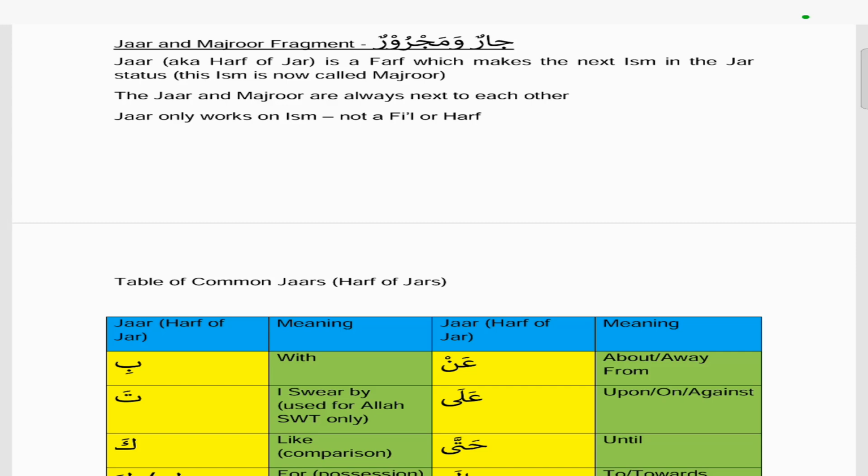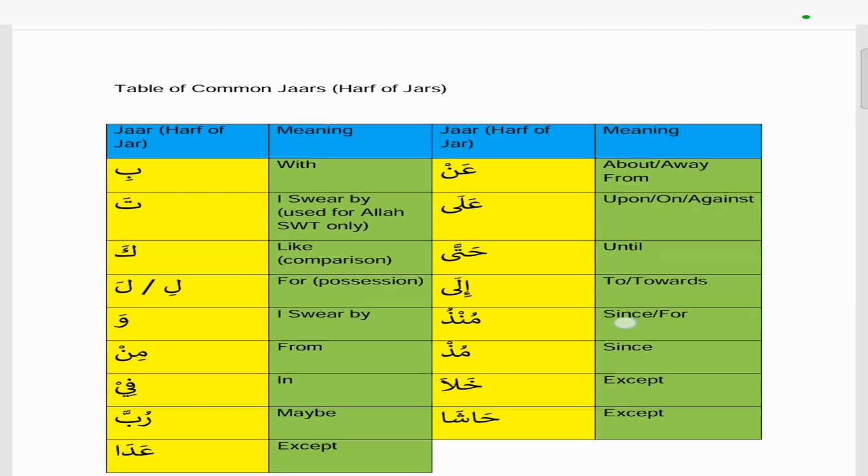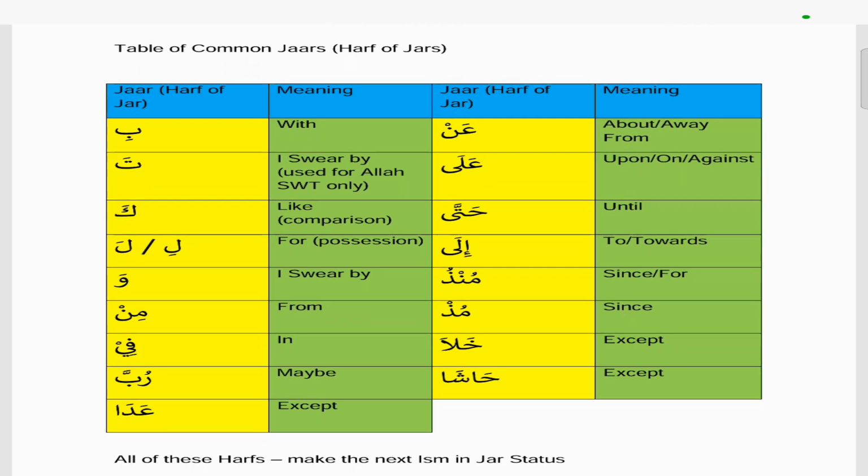So the jar is a harf, and it makes the next ism into the jar status, and that ism in the jar status is called majroor. And a jar only ever works on an ism. It can never work on a fi'l, and it doesn't work on a harf. So this is a table of the common jars, also known as the harf of jars. If we start on the left side, the jar is bi, which means with, and then you have ta. This is only used for Allah, and it means I swear by. So you say Tallahi, I swear by Allah.